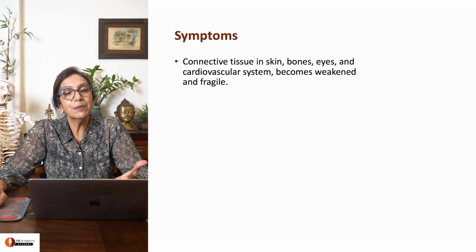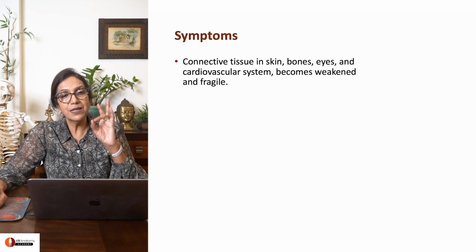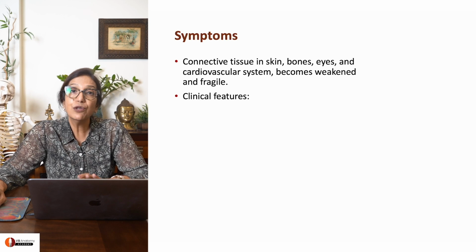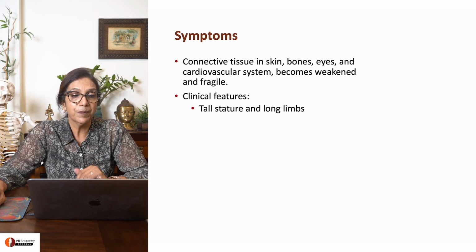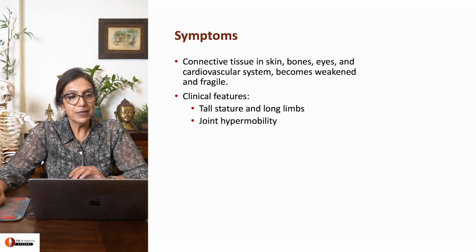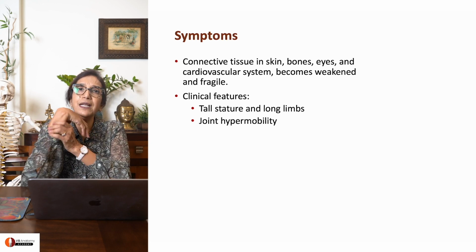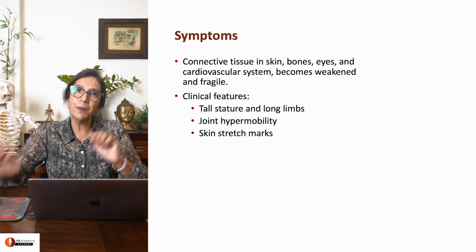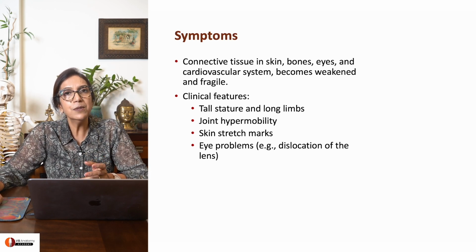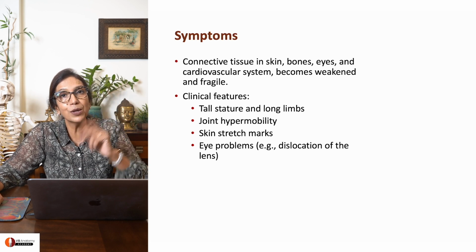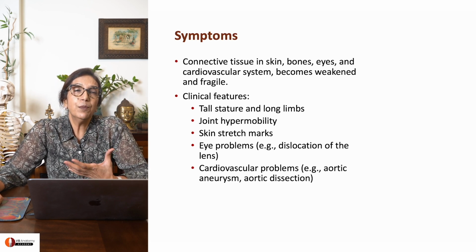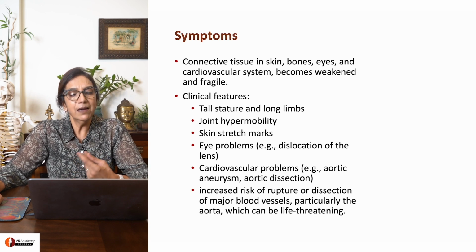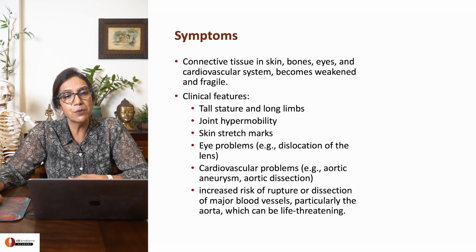So, what are the symptoms of this patient? Connective tissue in his skin, bones, eyes, cardiovascular system, all are weak and fragile. So, what will you see? Tall stature, long limbs, joint hypermobility. You will find that person literally bending his limbs crazily. Skin will show stretch marks. Eyes have problems. Sometimes he or she will have dislocation of their lens. Cardiovascular problems: aortic aneurysms, aortic dissections, and a risk of rupture of major blood vessels.